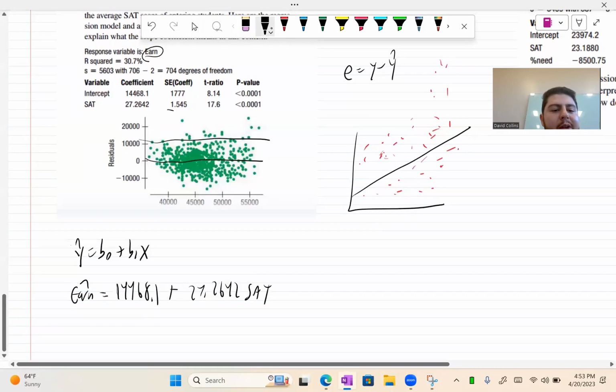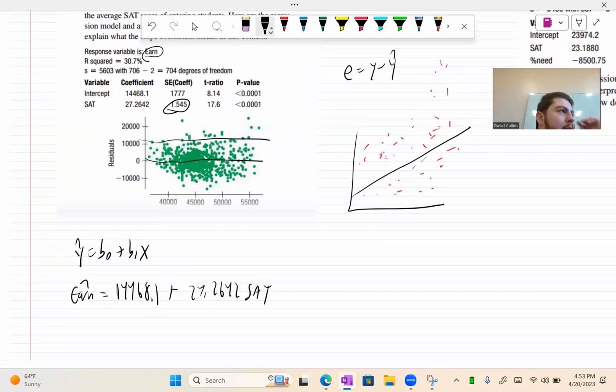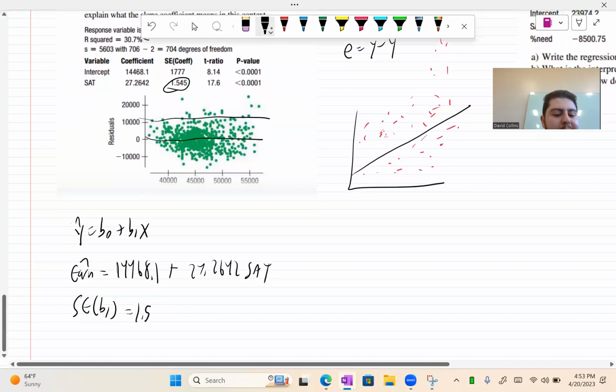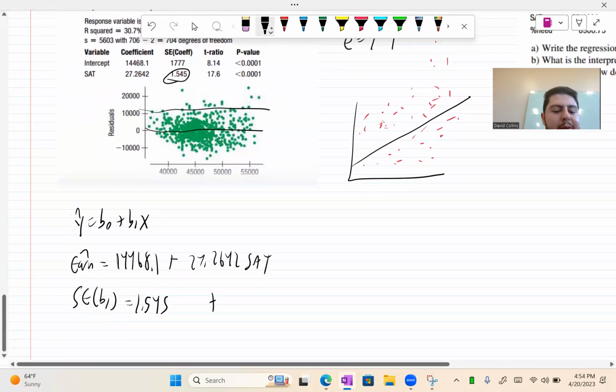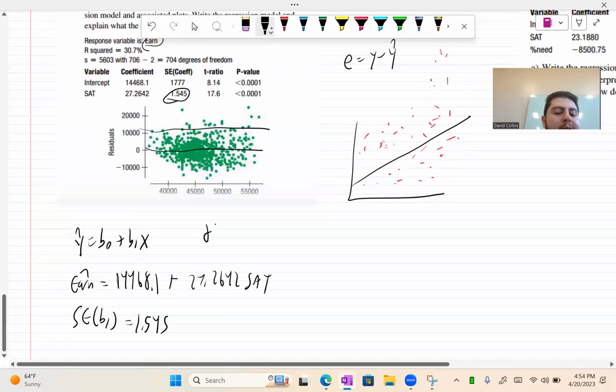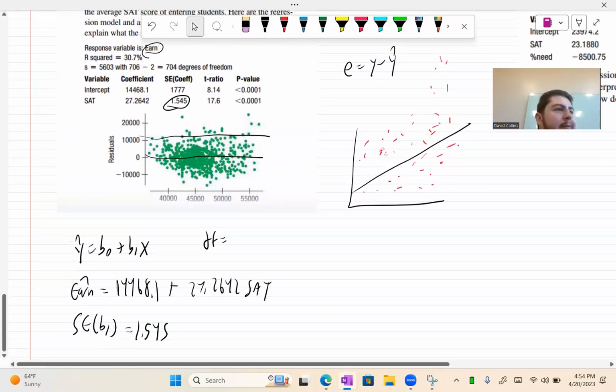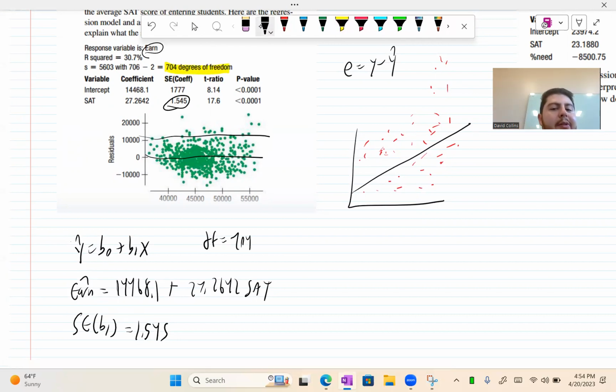So, what is this number out of the symbols that we talked about for the hypothesis test? It is SE of what? E1, right? It's 1.545. So if you got a table, you don't even have to do that calculation. There's the number. What's our t-score with n minus 2 degrees of freedom? Actually, before I do that, what is our degrees of freedom? 704, right? What is our sample size?